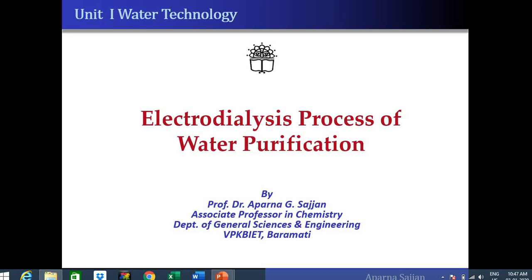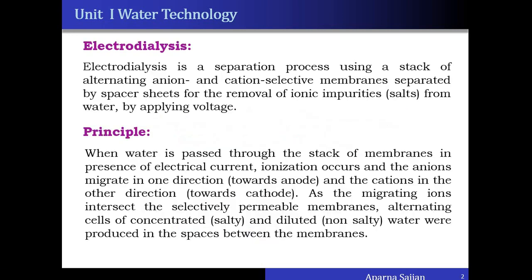In this video lecture on water technology, we will discuss the process of electrodialysis, which is used for the purification of salt water by a process called desalination. Electrodialysis is a separation technique which uses anion and cation selective membranes that are separated by spacer sheets for the removal of ionic impurities by applying voltage. So in this process, ionic impurities are removed from water in presence of electric current.